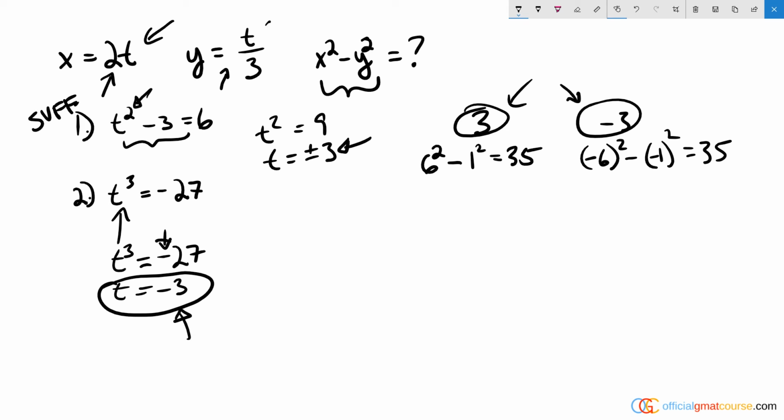Once we have t, it's guaranteed we can solve both x and y, so we can definitely solve this. I won't go through that process. We've already solved it over here. And that means it is also sufficient. And this leads us to answer choice D.